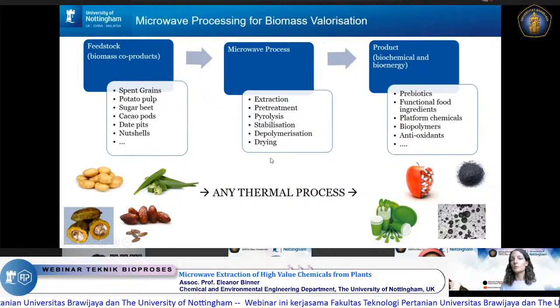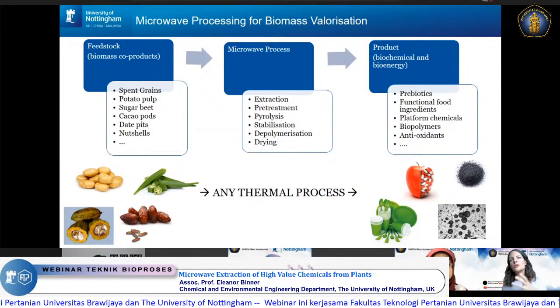Microwave processing is a thermal process, right? So any thermal process can be done in a microwave. This could be extraction, pre-treatment, pyrolysis, stabilization, depolymerization even, and drying. Now, we work on all of those except drying within our group. We're really interested in trying to find novel products, especially from my point of view, which can have health benefits. This could be antioxidants, which is what we're interested in with the cacao pods. It could be developing new food supplements in terms of prebiotics, which I'm going to talk about as one of the case studies later.